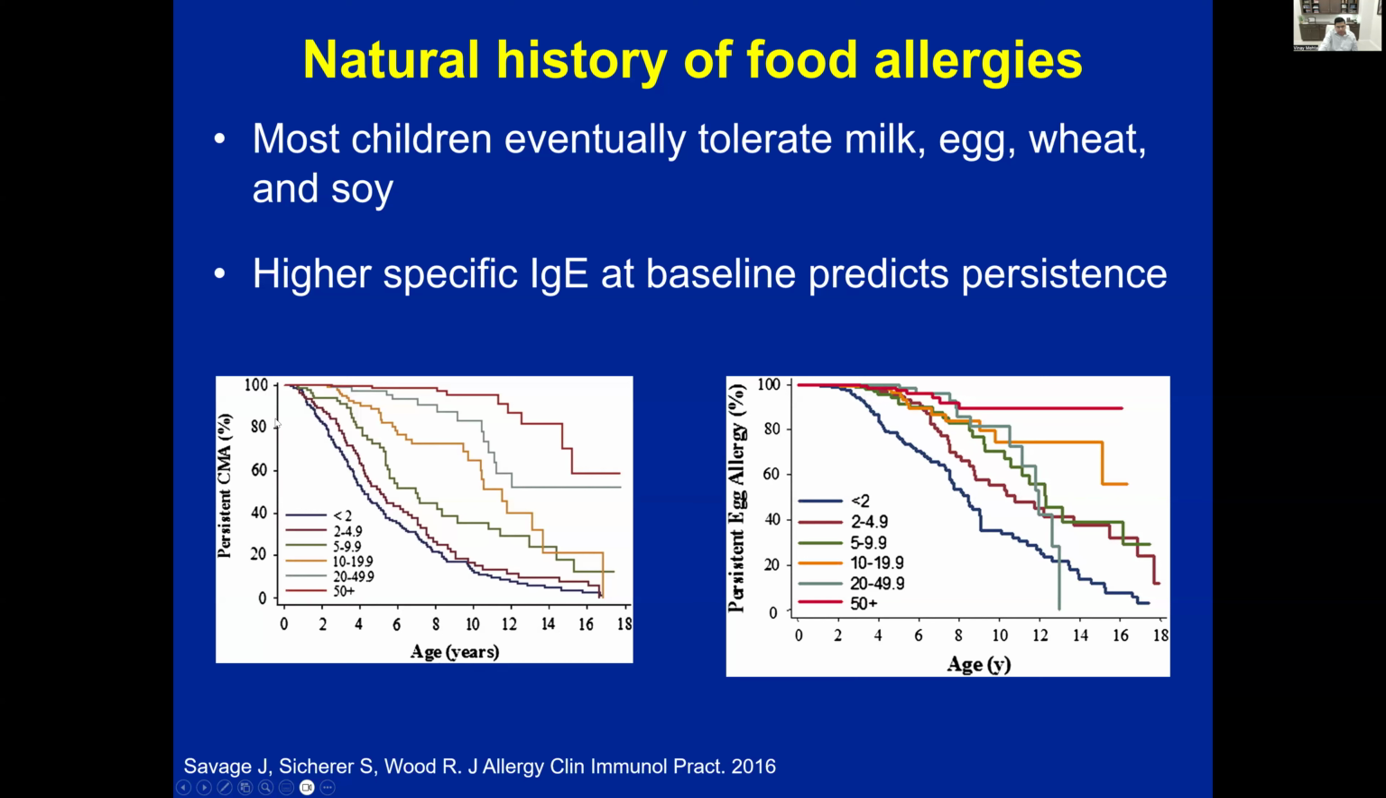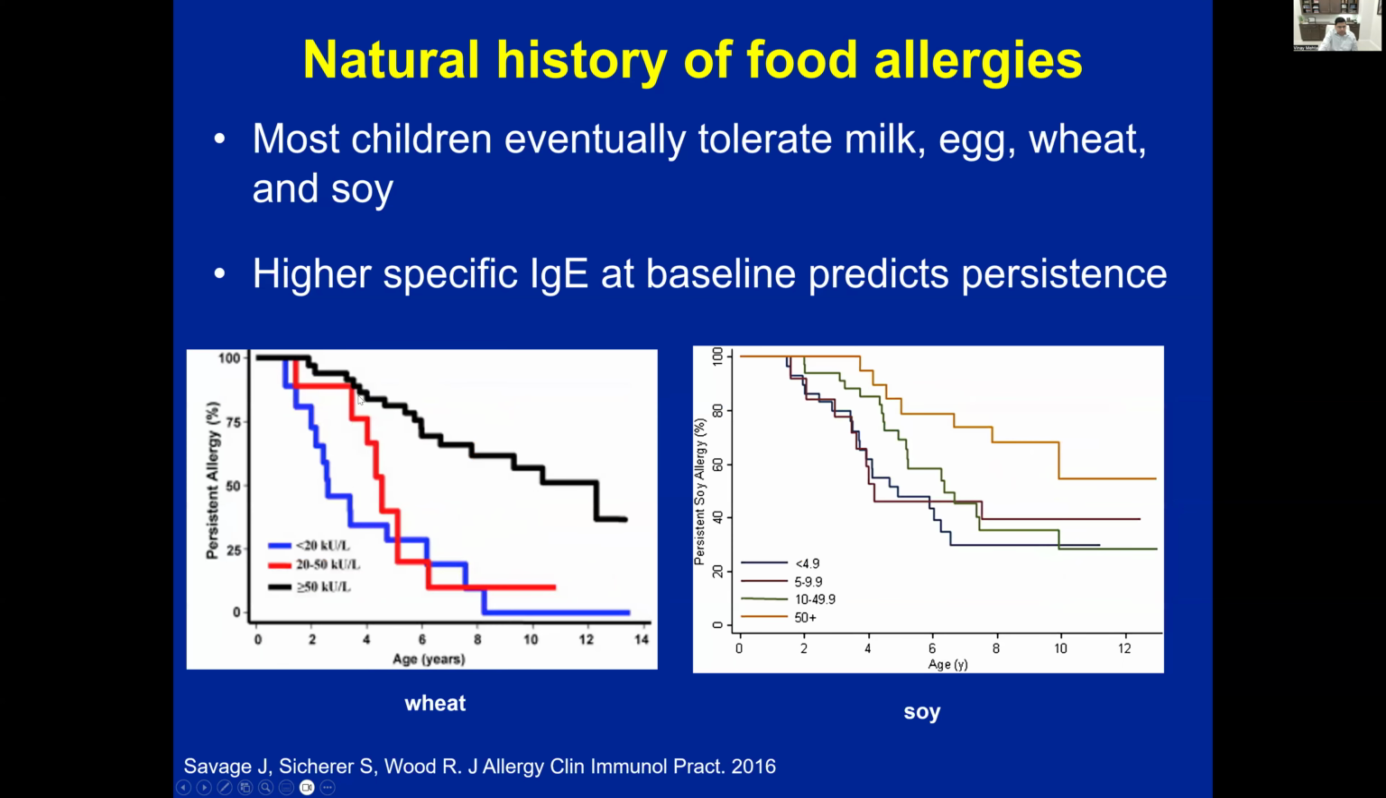On the other hand, the higher the IgE level, the more likely the allergy may persist. Those, for example, who had very high IgE levels to cow's milk, a lot of those, even as adults, their allergy still persisted. We see this with cow milk, we see this with egg, we see this with wheat, and we see this with soy. The higher the IgE level, the more likely that the allergy may persist.